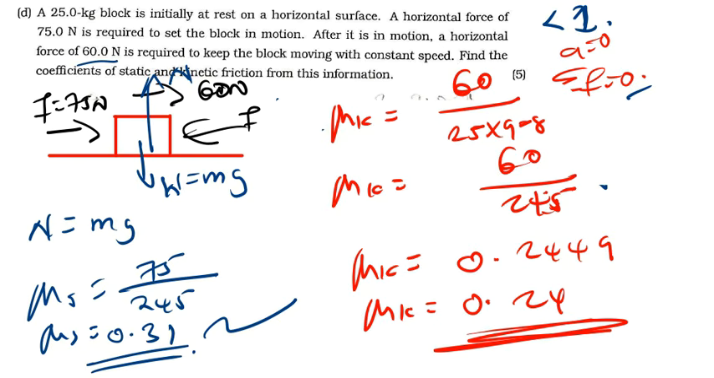Mu has got no units. Why? Because you always have the force, the newton on top, and newton on the bottom, so they tend to cancel.